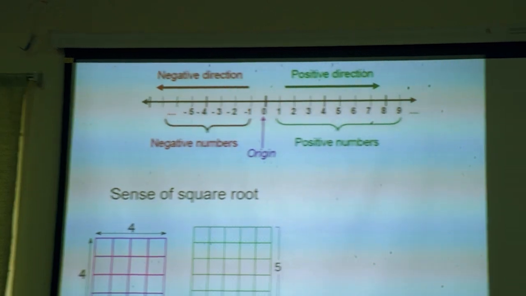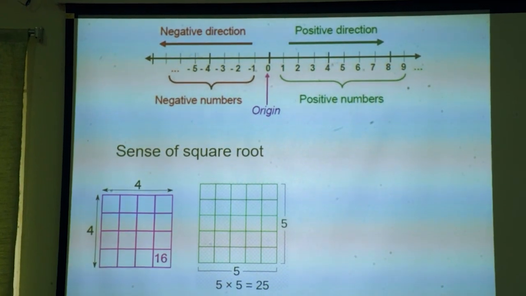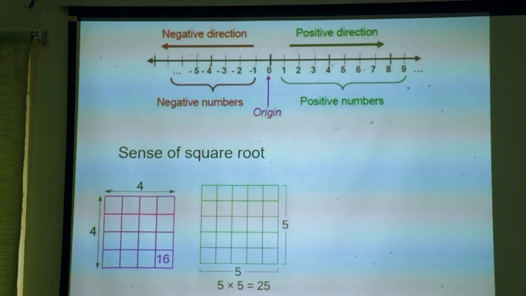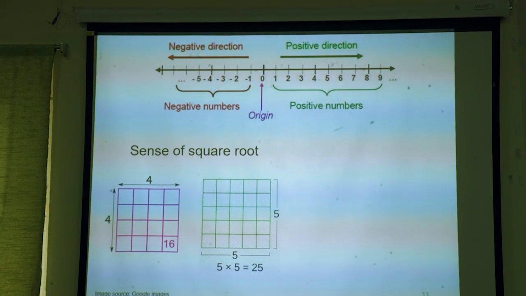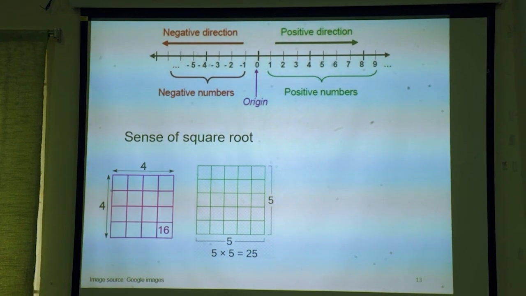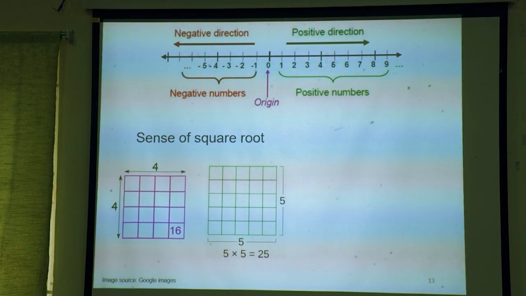You know square root. Why is it called square root? Why can't it be called top root? What do you mean by square root? You have a square. Suppose you divide it into 16 equal parts in the shape of squares. Then what is the root? How many squares does one side contain? That is 4.